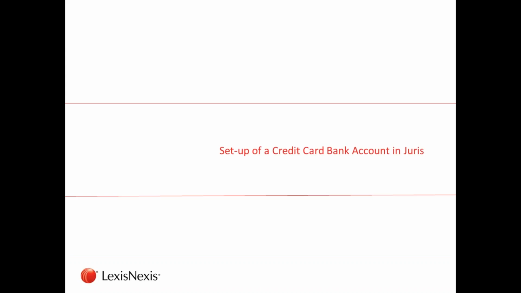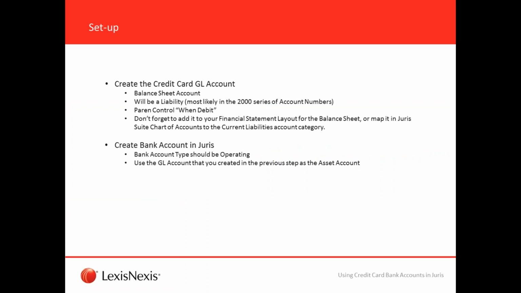So first I'm going to show you how to set up a credit card bank in Juris. This part is pretty simple to do. The first step is we need to create a credit card GL account. It's going to be a balance sheet account. It's going to be a liability. Most likely it's going to be in the 2000 series of account numbers, but that's going to vary depending on what your firm has used for a numbering system for your GL accounts.